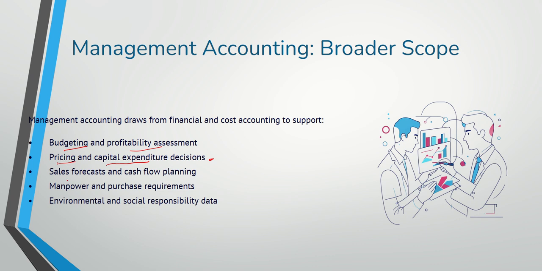Okay, then to determine what will be the future sales and to see the cash flow, all that is again a part of management accounting. Then to design the manpower and what to purchase, how much to purchase, when to purchase, again forms part of management accounting. Then your social and environmental responsibility data, you have to see if your products or services are not harming the environment or people's health. So all the checks will be done by the management accounting.